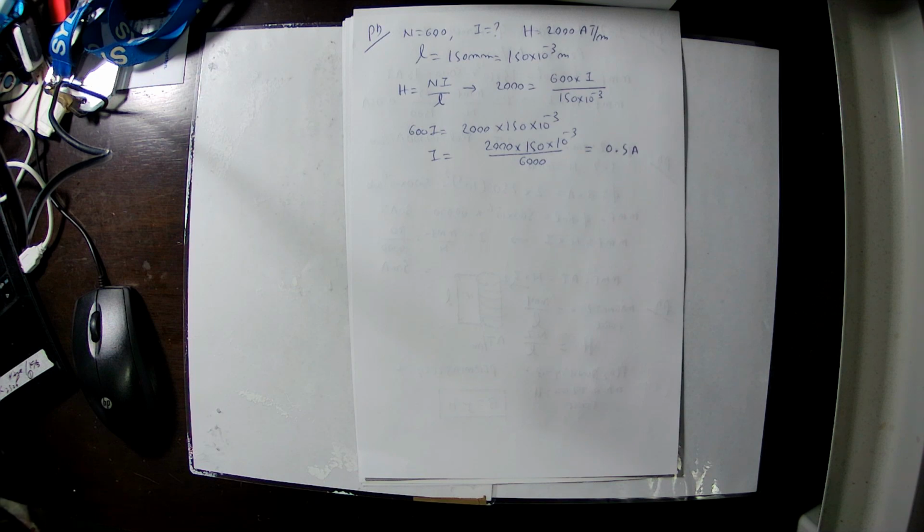The next problem. The magnetic core is 300 millimeter, cross-sectional area is 500 millimeter square, permeability 125.7 into 10 power minus 3. We also need to calculate the current. Reluctance is R, we have to find the reluctance.